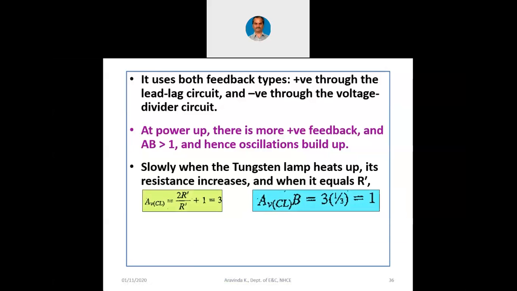So when it equals R dash, the closed loop voltage gain is 2R dash divided by R dash plus 1, which equals 3. Why this 2R dash by R dash plus 1? Because of the positive feedback, it is working like an inverting amplifier on the other side and a non-inverting amplifier on the upper pin.